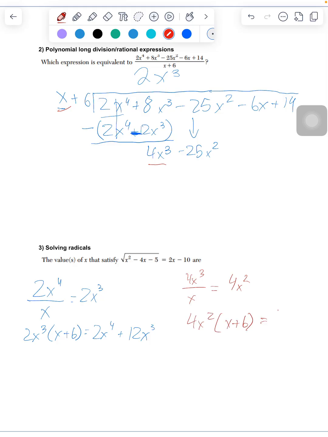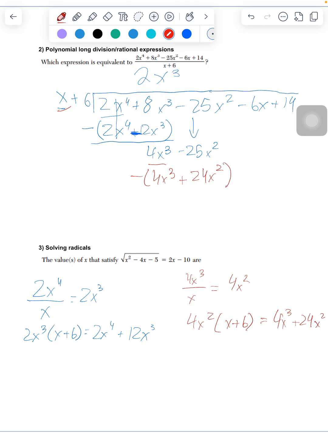So I'm going to multiply 4x squared times x plus 6. And I'm going to get 4x cubed, and then 4 times 6 is 24, and I'm going to get plus 24x squared. And now I'm going to subtract all that. So let's subtract all that. Minus 4x cubed. All right, I know I'm on the right track because I can cancel them out. Plus 24x squared.